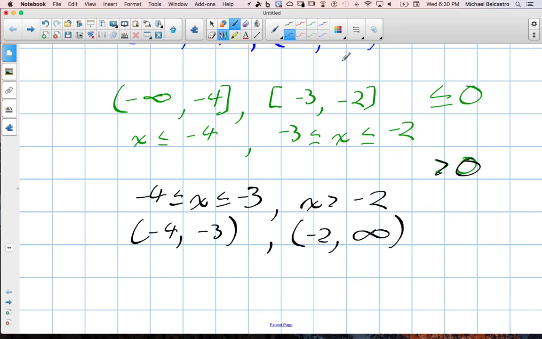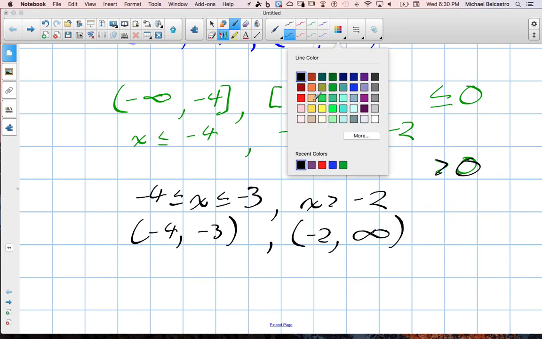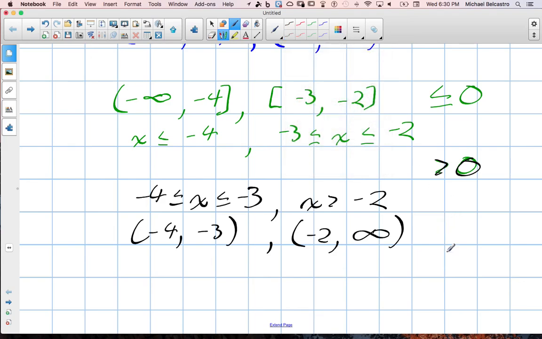And then the only other option here, let's get another color, turquoise, hopefully that shows up. If they say greater than or equal to 0, same concepts, except these would be hard brackets here. Hard bracket -2, and soft bracket infinity. Because if it was greater than or equal to, it's touching -4, it's touching -3, and at -2, that's part of it.